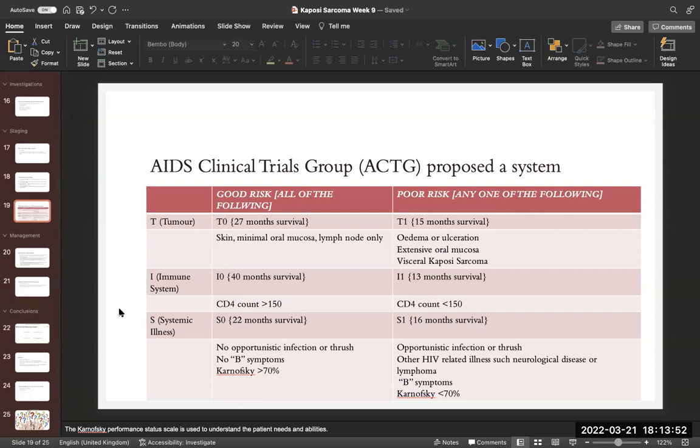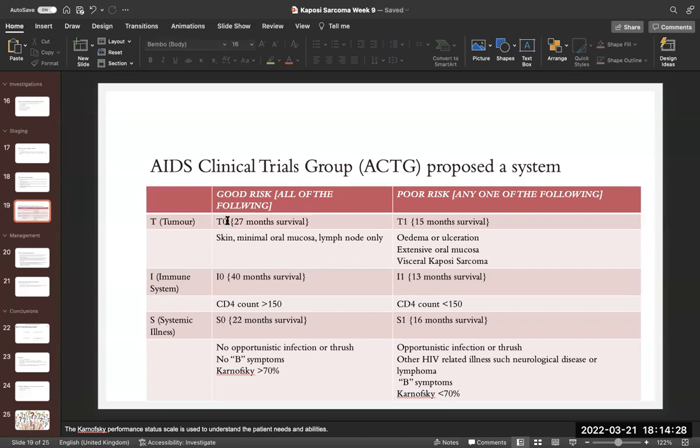Sorry, which one? I'm not saying S0. I have written S0 under systemic illness, you have written S0 in brackets, 22 months survival. Okay, yes, sorry. So this was just what they use to back up the information when they were trying to tell us the survival of a patient if they have any one of these.